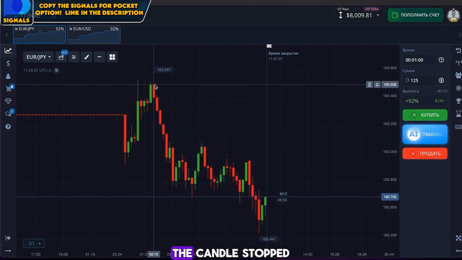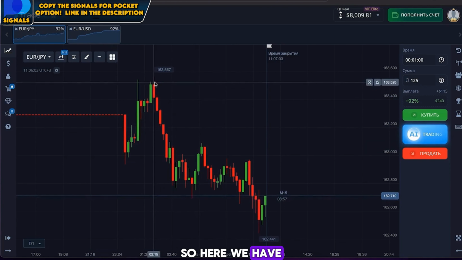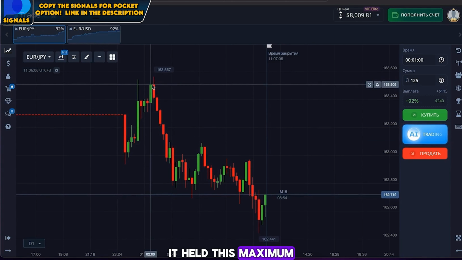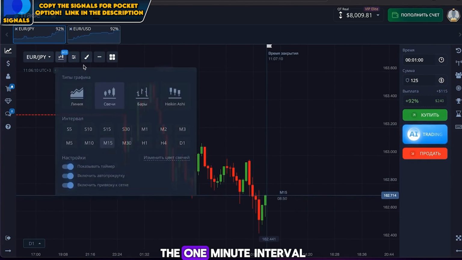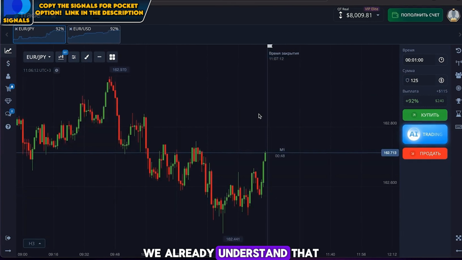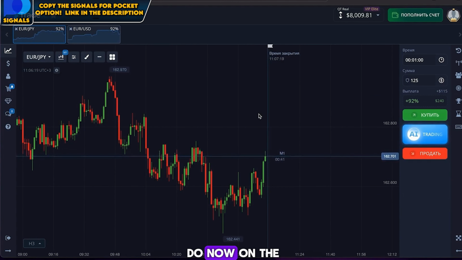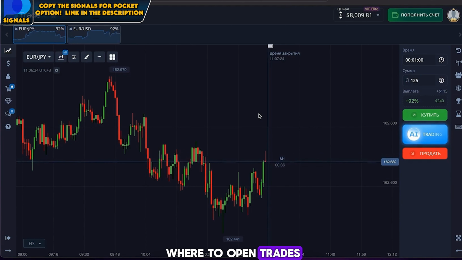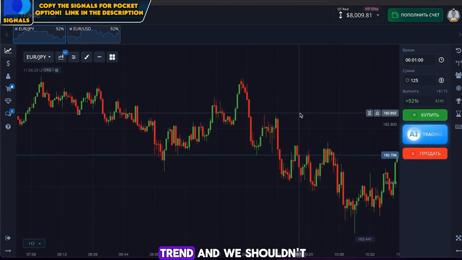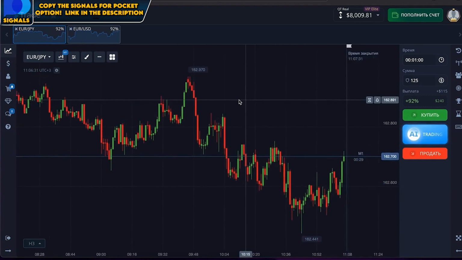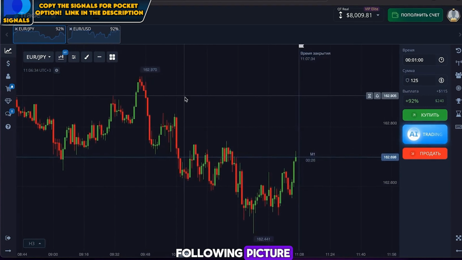Since 9:45, the candle stopped. So here we have a point where it stopped. It held this maximum, and from that point, it has already turned around. Now let's switch to the 1-minute interval. We already understand that we have a downward trend and it's moving downwards. What we need to do now on the 1-minute interval is look for positions where to open trades. We shouldn't forget that we have a downward trend.